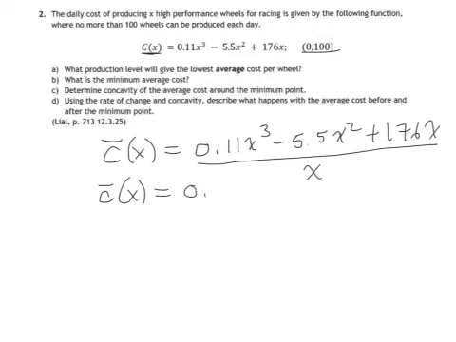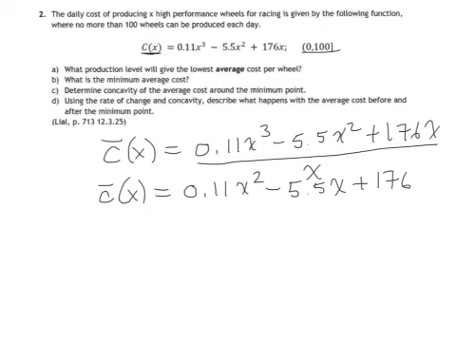So we have 0.11x squared, now that's x cubed divided by x, minus 5.5x, because we have x squared divided by x, plus 176. So this is our new simplified average cost function.